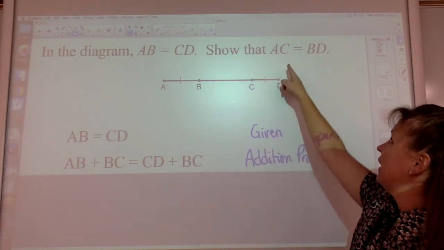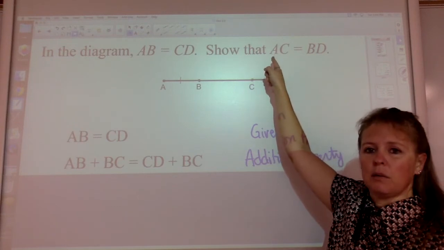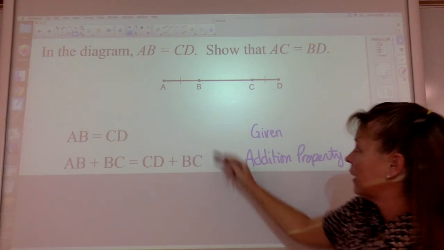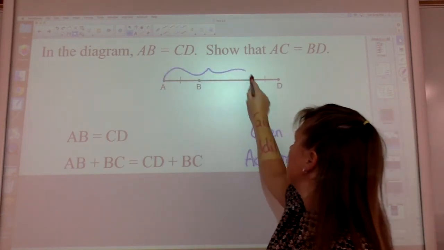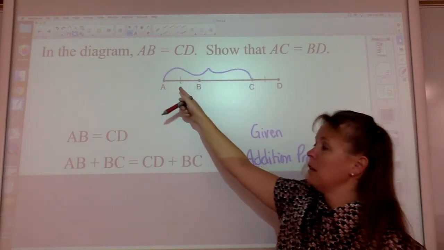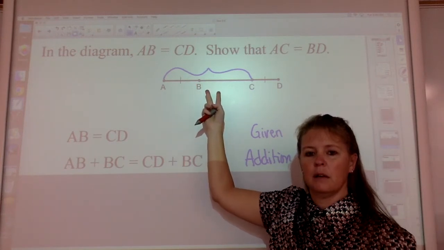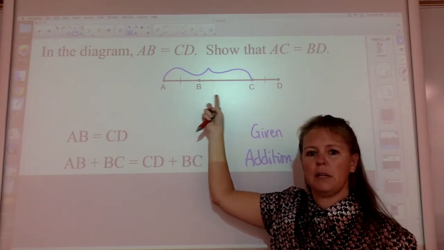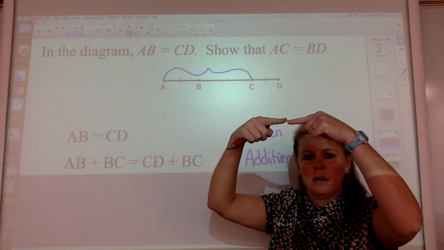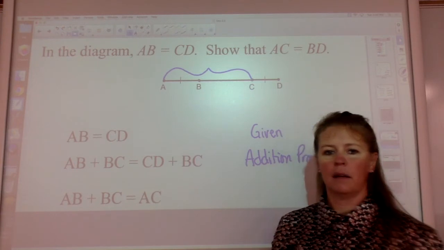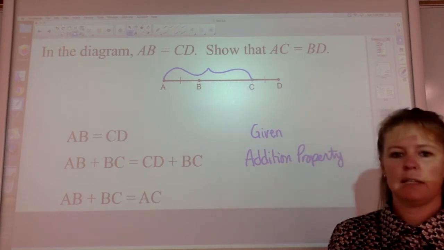From there, we're trying to get to this whole idea that AC equals BD. How do I get AC? Well, let's take a look at the diagram. AC is really the combination of these two small segments. I have AB and I have BC. Altogether, AB plus BC, if I put them together, equals AC. So I can say that AB plus BC equals AC.